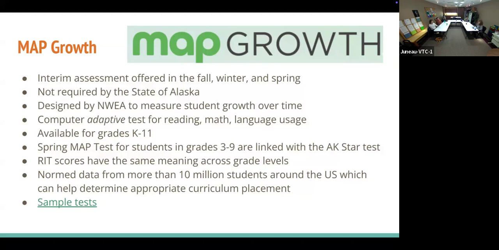And it's nice to have that norm data if your child is scoring way up there in the 90th percentile. You might look at accelerating them to higher, next grade level content, or enriching, expanding. And there are sample tests now. There's a link in my slide where you can see that.